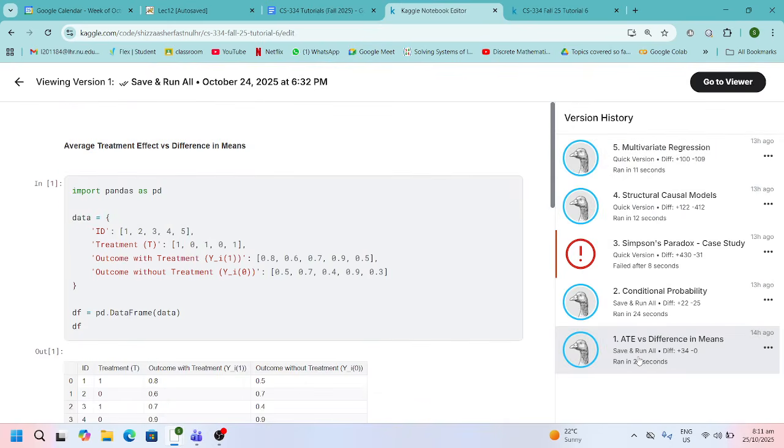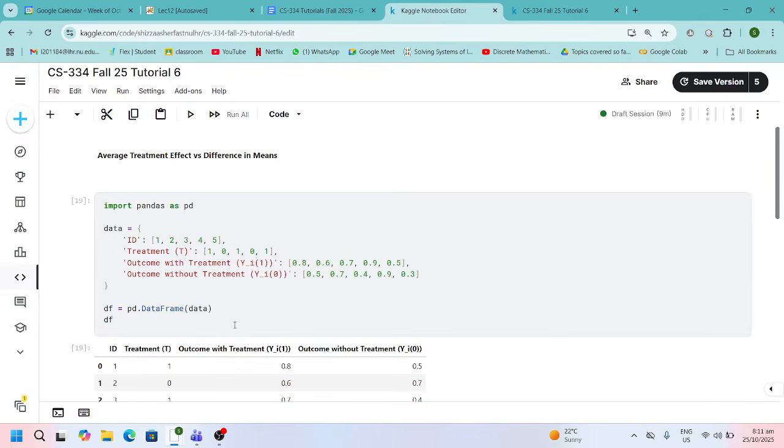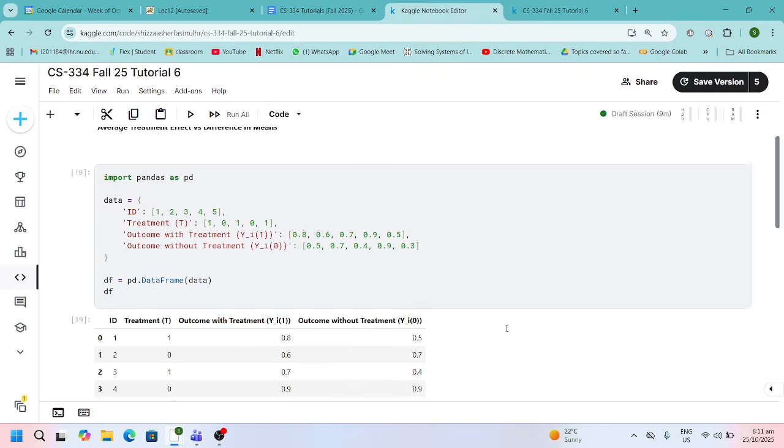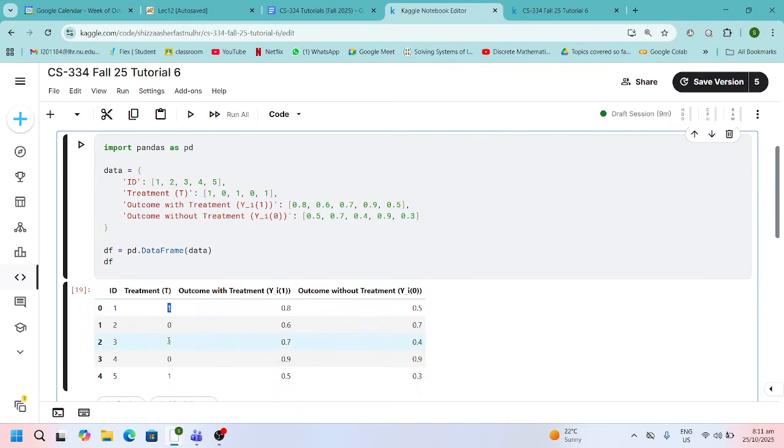We will be reverting to version 1 of this notebook, ATE versus difference in means. I just want to reiterate this concept with a simple example. In order to measure the average treatment effect, we are given the following data frame. You have 5 IDs, 5 individuals. T equals 1 for 3 of these individuals.